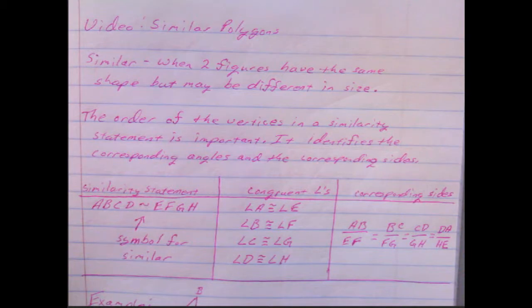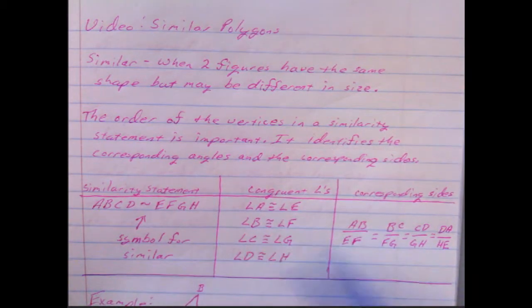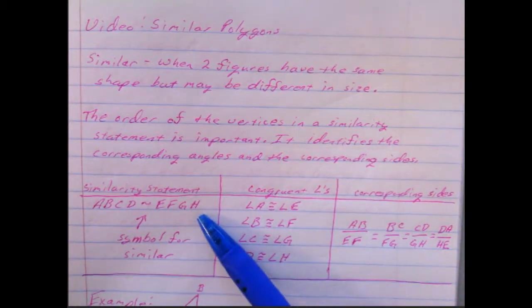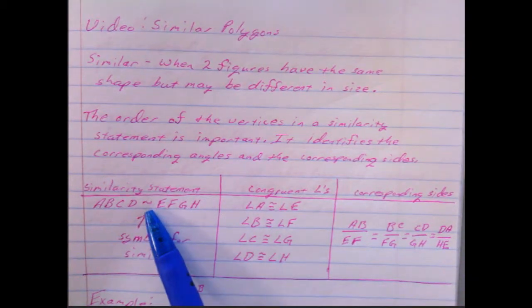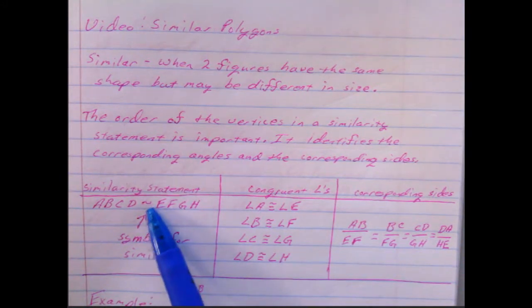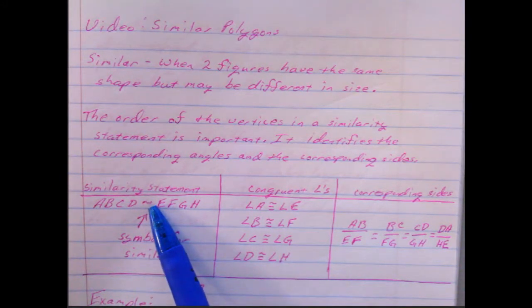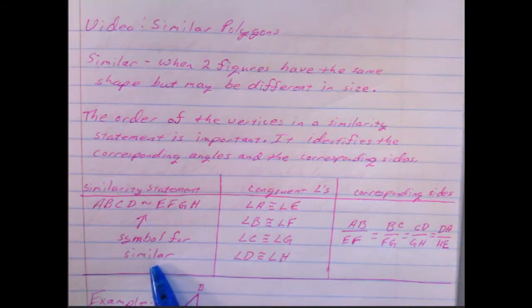The order of the vertices in a similarity statement, just like our congruency statements, is important. It tells us the corresponding angles and the corresponding sides. Just an example to remind you about the statements and how those represent the corresponding angles and sides. A similarity statement looks like this, very similar to that of a congruency statement. The difference is the symbol we put here in the middle. It's just a little squiggle that we used to have on top of our congruency statement, and that means similar.